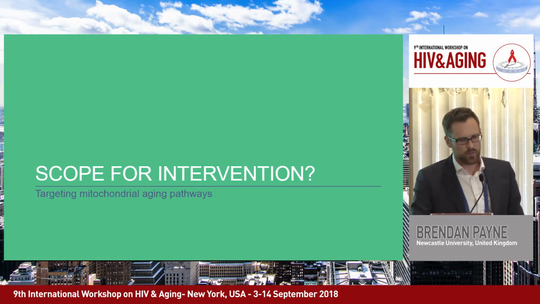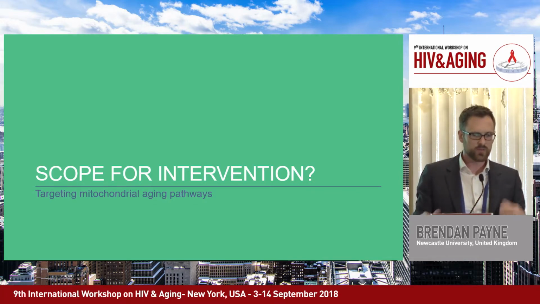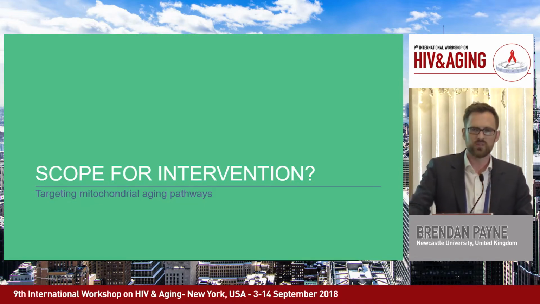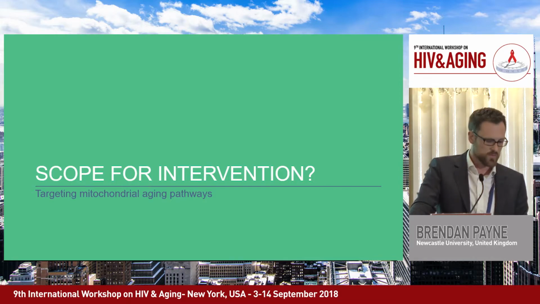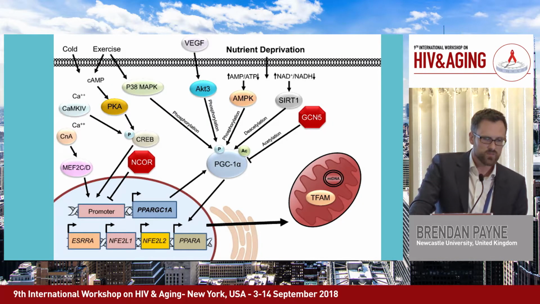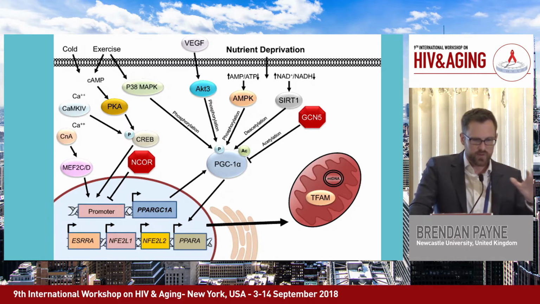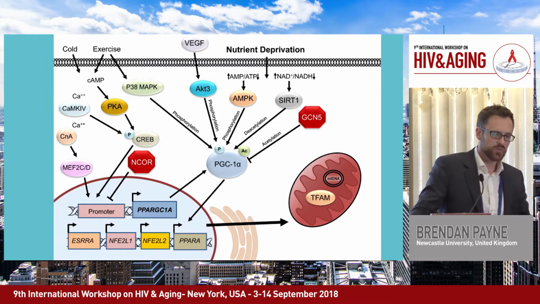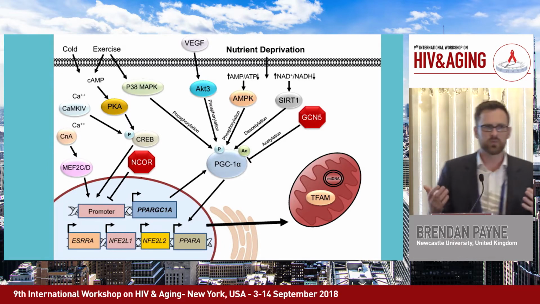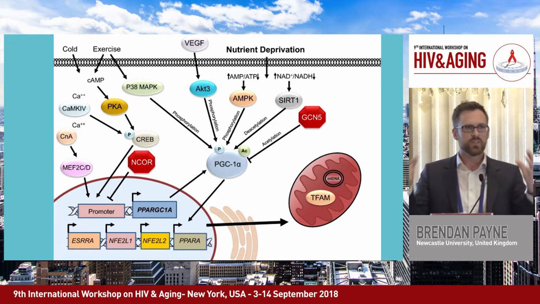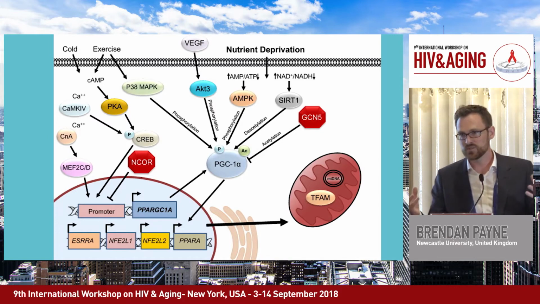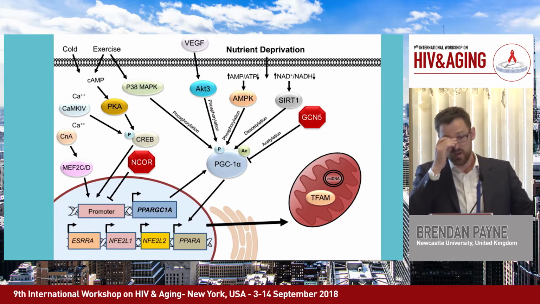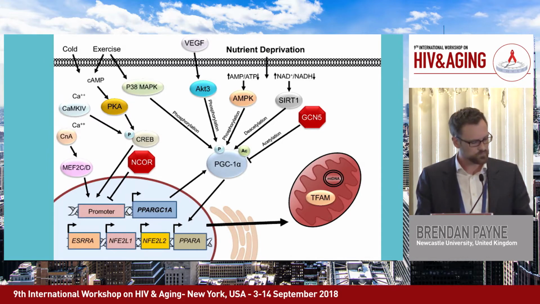So I'm going to finish off by talking about some of the interventions that may be applicable in the field of aging in mitochondria. This diagram is showing the important pathways that mediate mitochondrial biogenesis. So this concept basically is very simple, really. It's that if you can increase the number of mitochondria within cells, then you should be able to increase the energy production and therefore the health of those cells, and hopefully therefore the health of the individual.